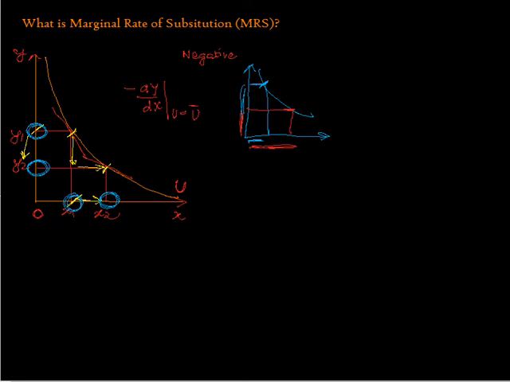So this is the logic of the marginal rate of substitution: the rate at which you are willing to trade one more unit of y for one more unit of x, or one more unit of x for y. So this is your dy by dx. Minus dy by dx, that is, minus the slope of an indifference curve, gives you the marginal rate of substitution.